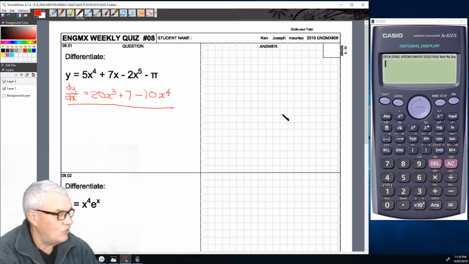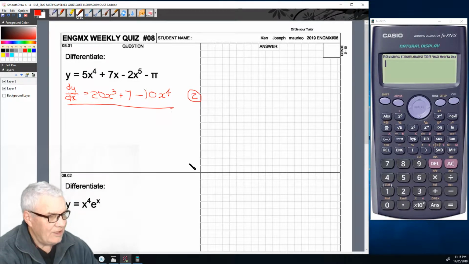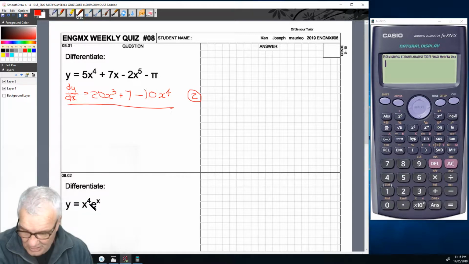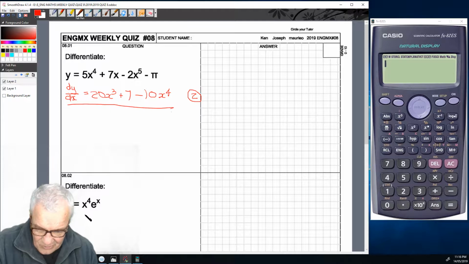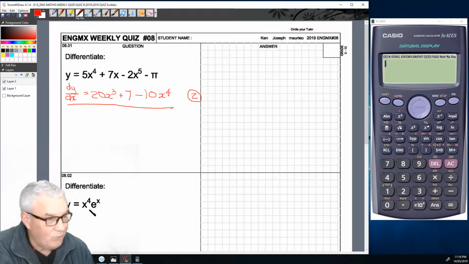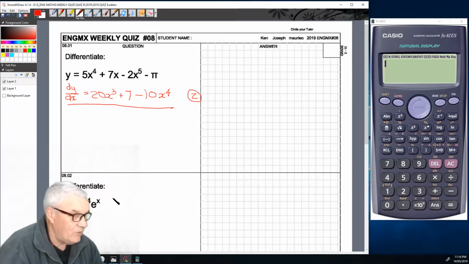Done and dusted. 2 marks. Give that man 2 marks. Easy as. Okay, that is the answer. Let me just check my notes here. Yep, 20x cubed minus, well, you could rearrange it, but minus 10x to the 4th plus 7. So you just work through each unit as you go.